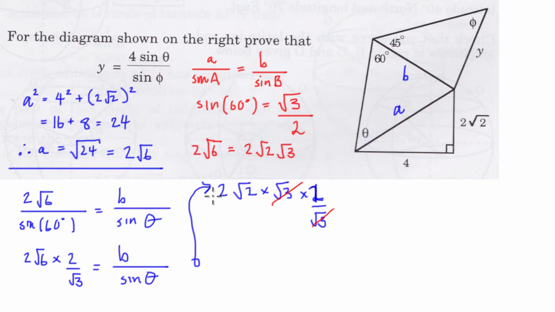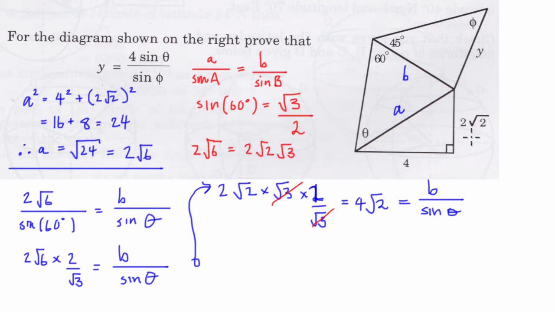And we're left with 2 root 2 times 2, which is equal to 4 times the square root of 2. Now, so that's that side of the equality done. Now let's just make that equal to the other side. So that's equal to b divided by the sine of theta.